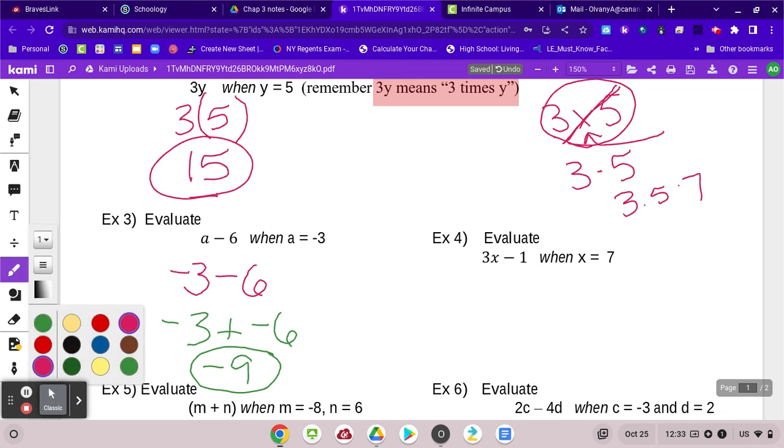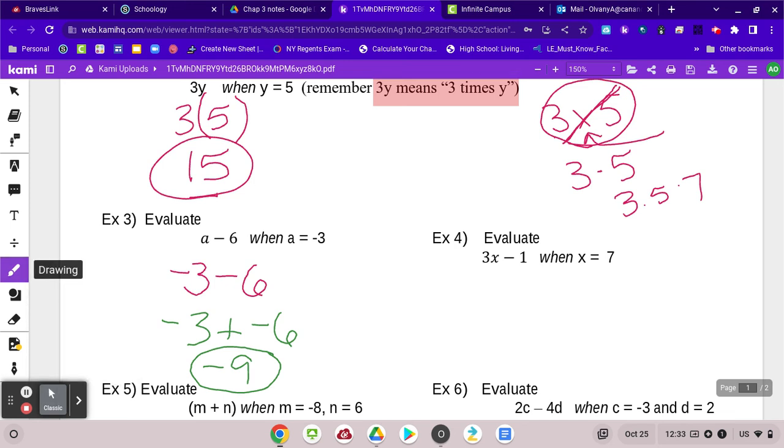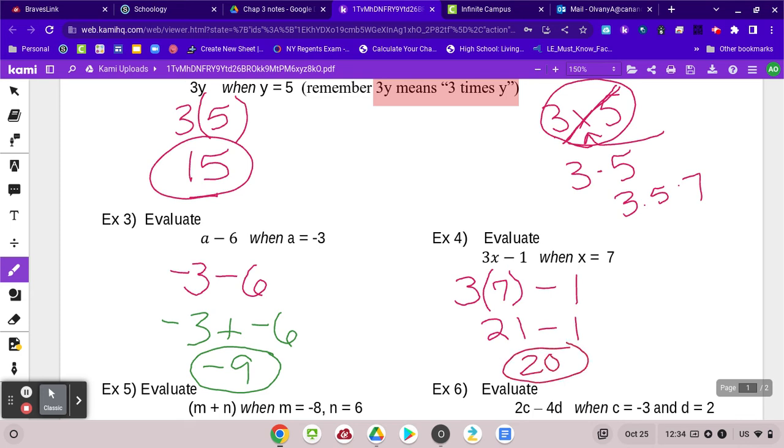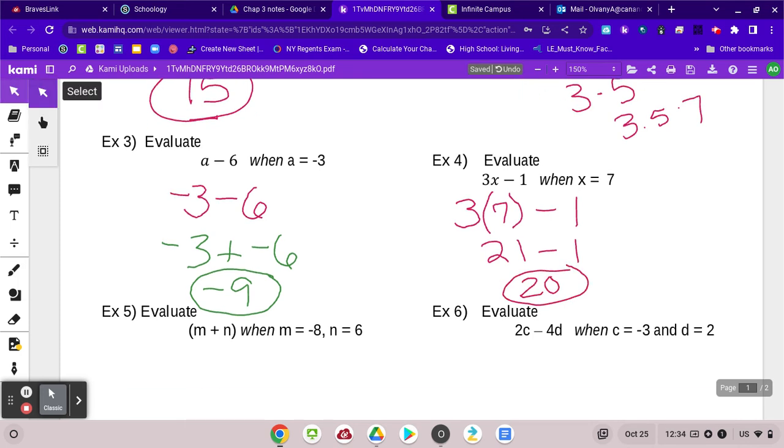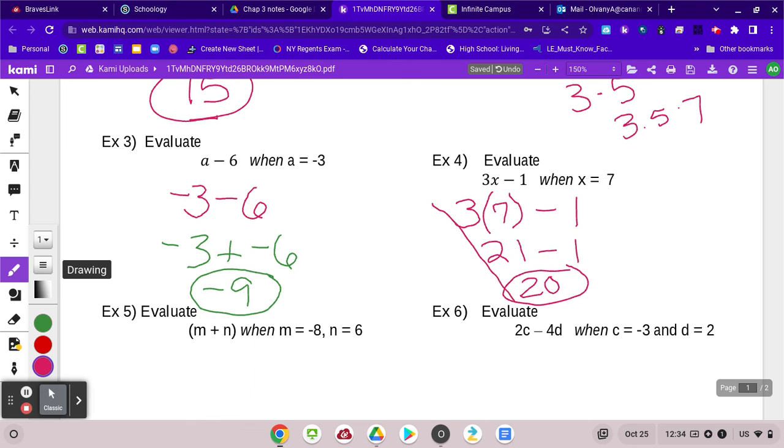Okay, it's getting more complicated. 3x minus 1, x is 7. So we're going to multiply 3 times 7 and subtract 1. 21 minus 1, always working down, circling your final answer, no equal signs in here. We're just working down. I know you did this pizza when you were in 6th grade.